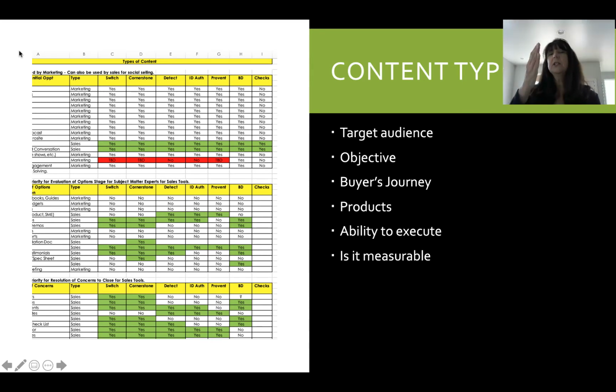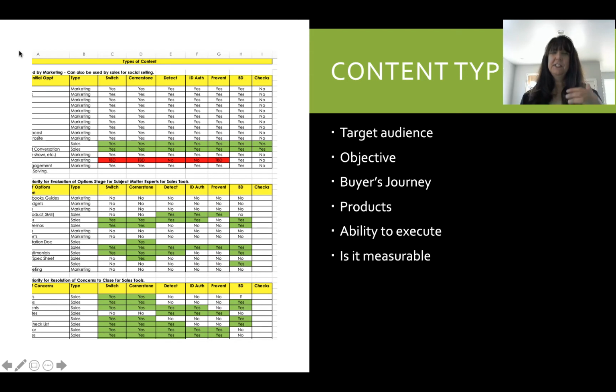Are there particular products or services that this content aligns to? Can you execute on it or not? Maybe you have to prioritize because there's only so much time and money, and also so much mind share that you're going to get from your target audience. And then finally, is it measurable?